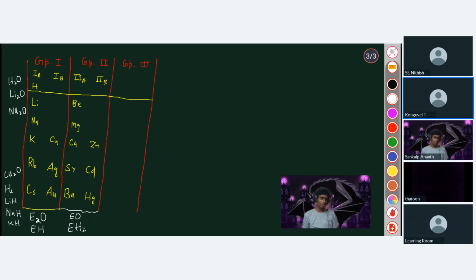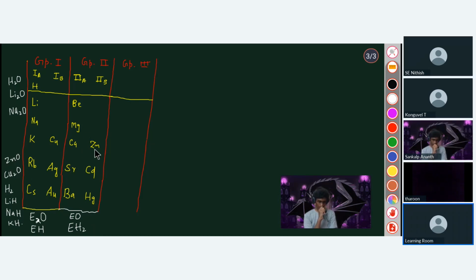Oh, yeah, copper. Sir, then why do we have two groups? He just arranged these elements within the same group. He just told that they form the same type of oxide. For example, see, beryllium forms the oxide BeO. Zinc also forms the same type of oxide, that is ZnO.